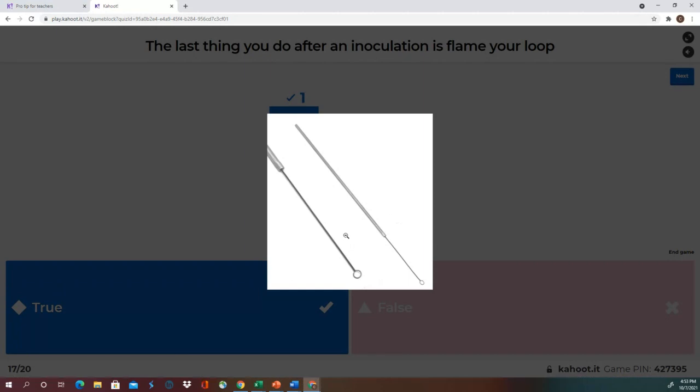So by flaming your loop first and then taking off the lid of your tube and flaming the neck of the tube, right, you're giving that loop a chance to cool down so you don't kill the cells on contact. Remember, the purpose of an inoculation is to grab bacteria on the loop and transfer it into sterile media. And you want to make sure you use aseptic technique so as not to contaminate yourself, your starting culture, or the culture that you're trying to make, or your work environment.